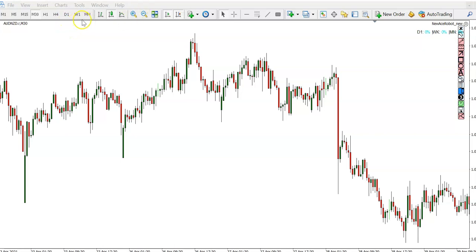So let's get into the actual setup. This week's free setup is going to be on the Aussie Kiwi, and in this video I'm going to show you the exact reason why I'm looking to enter this trade this week.